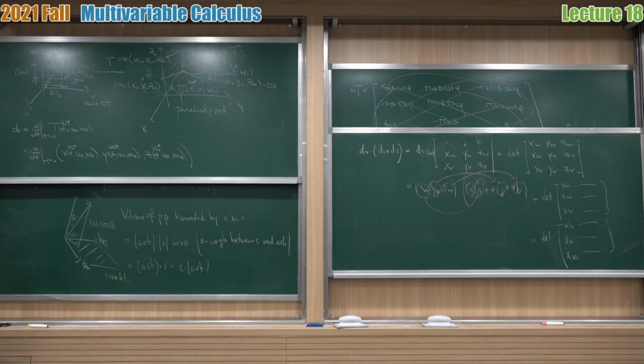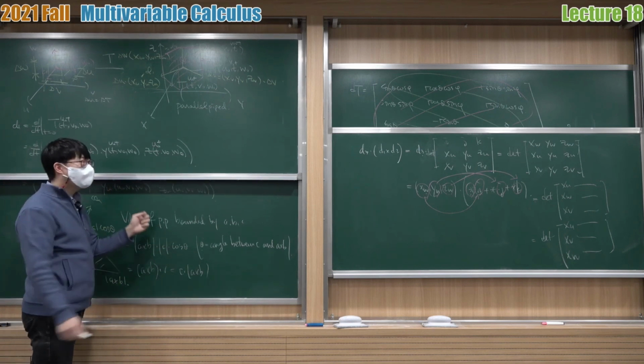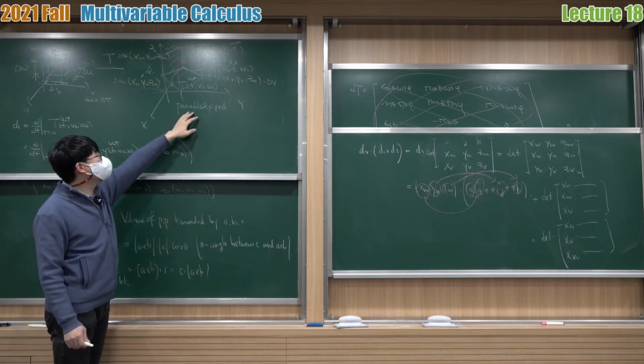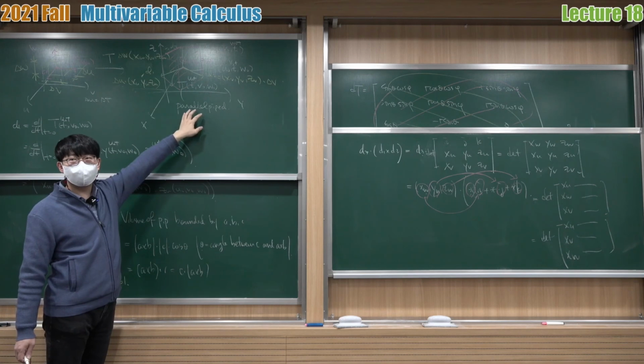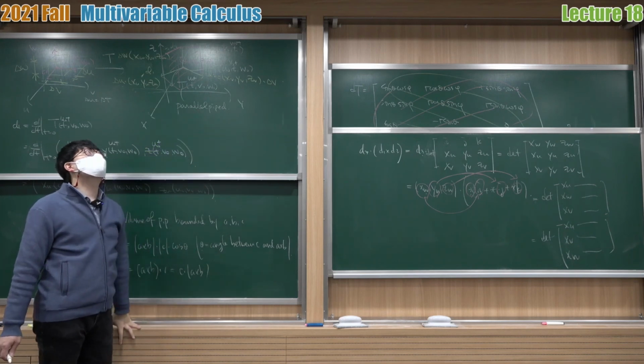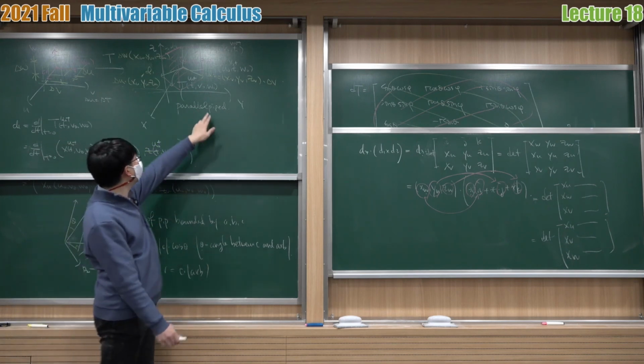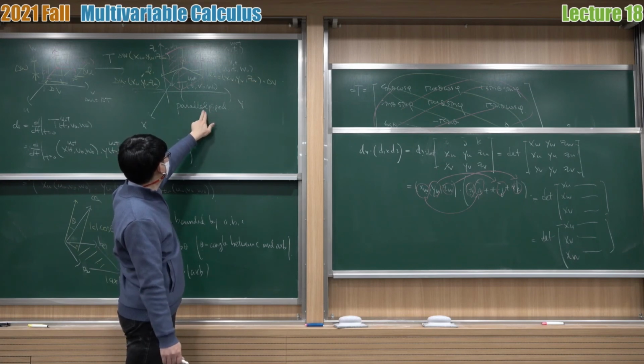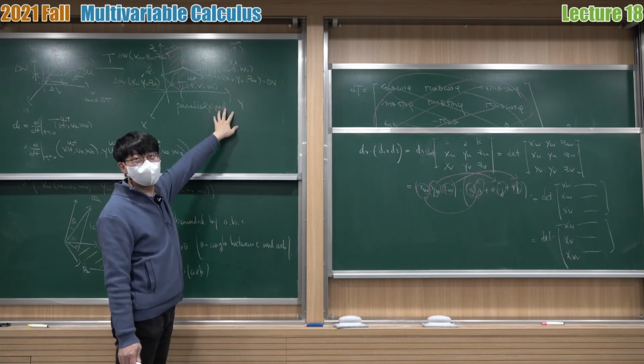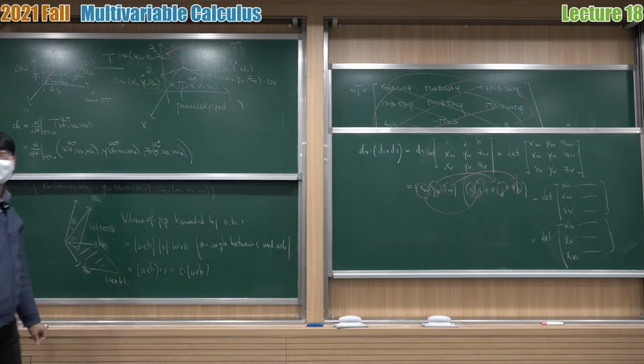Yes? What's the full word of the abbreviation PP? Parallel pipe. I'm not really sure I spelled it correctly. Parallel pipe. Is that correct? Okay. You mean in Korean 평행이면체? 네, 평행육면체요.